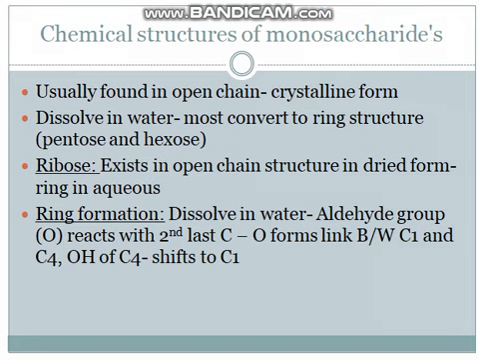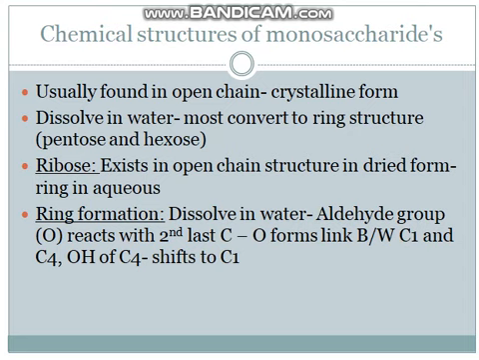So, what are the chemical structures of monosaccharides? They are usually found as open chain structures, like crystalline structures, and they are dissolvable in water. They dissolve themselves in water, and they convert to a ring structure. I'm going to be showing you a little diagram about it later.